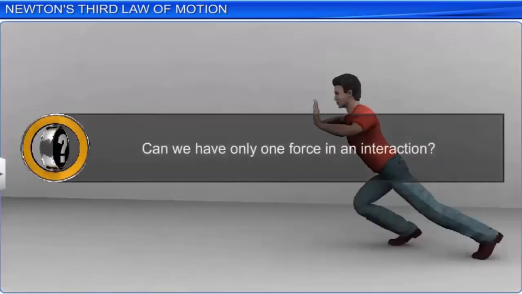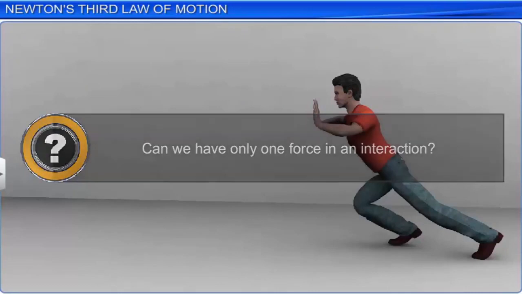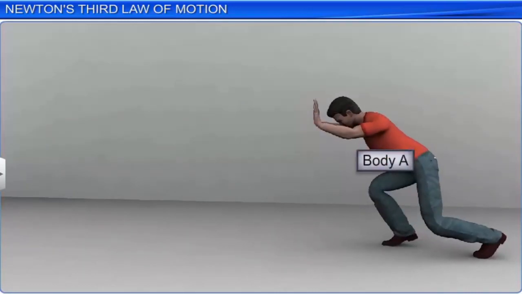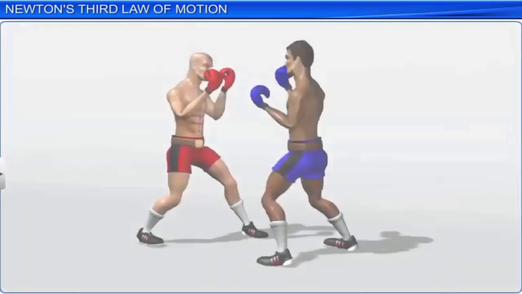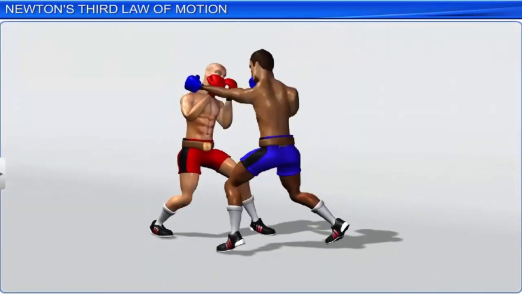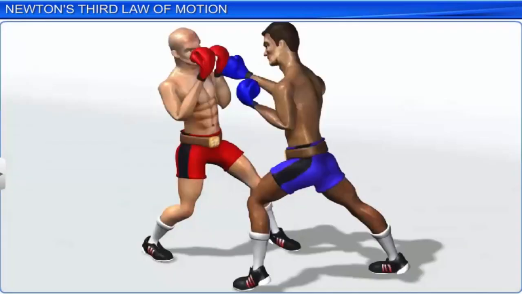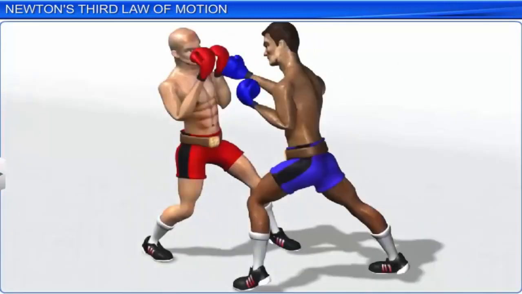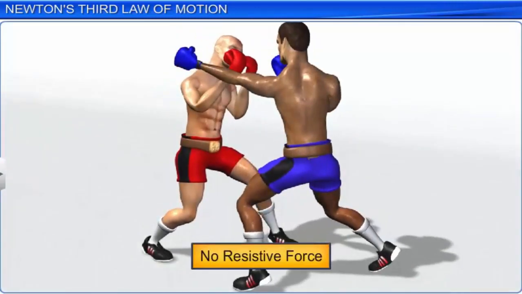The question is, can we have only one force in an interaction? Let us try to imagine such a situation. A boxer tries to land a heavy punch on his opponent. The opponent intelligently sidesteps from the line of action of the punch. The punch goes waste. The boxer could not apply the force in the absence of a resistive force opposing it.